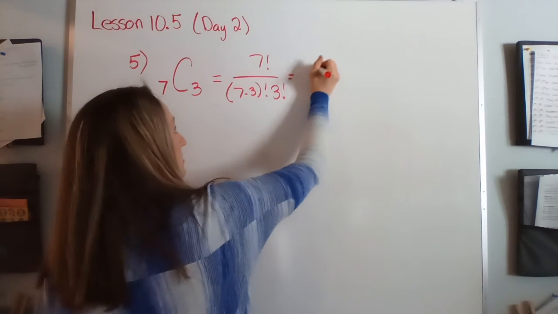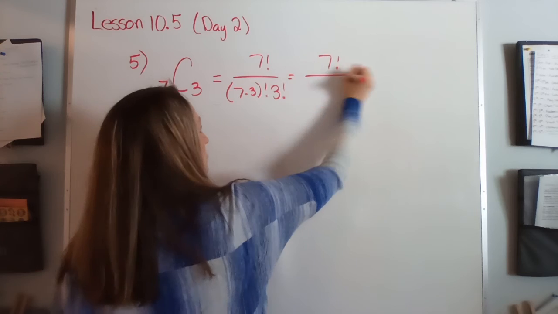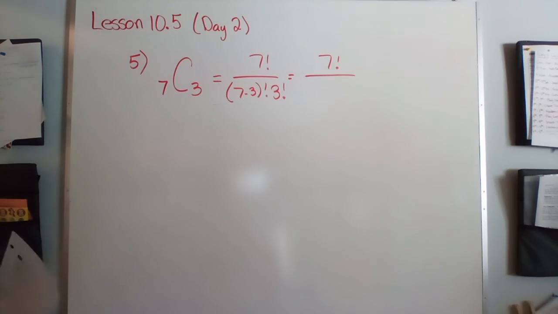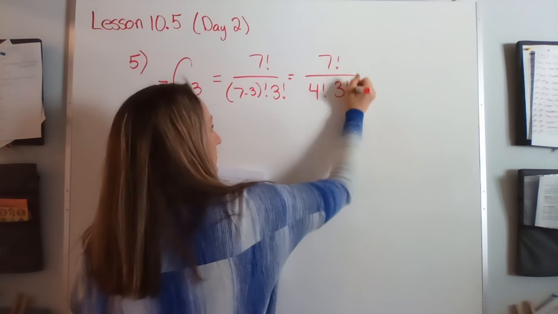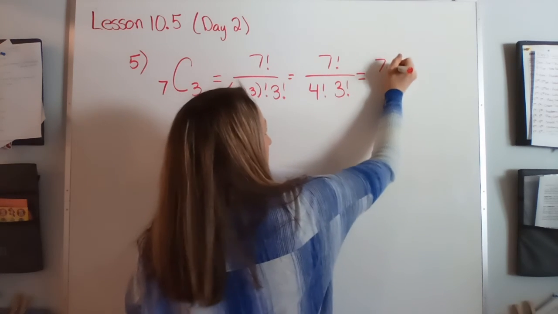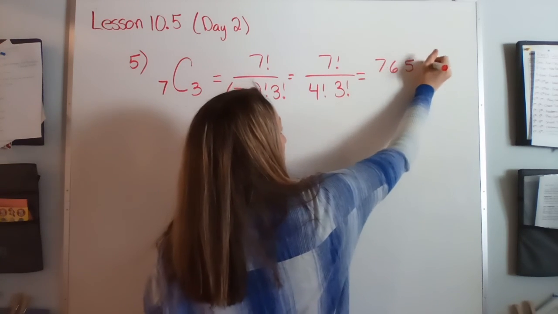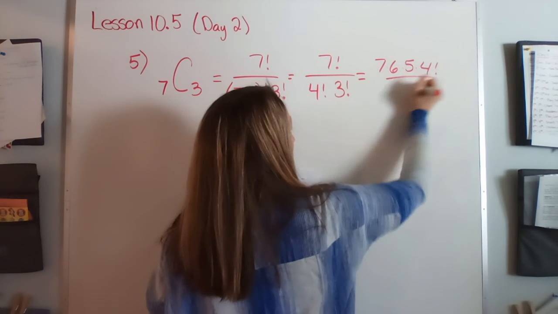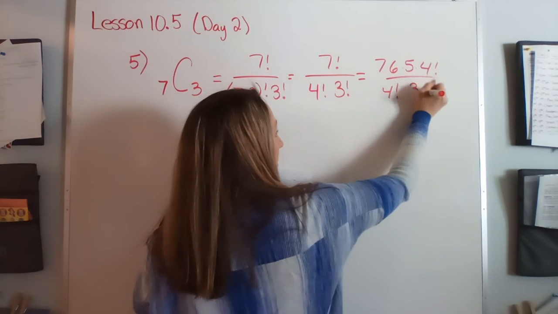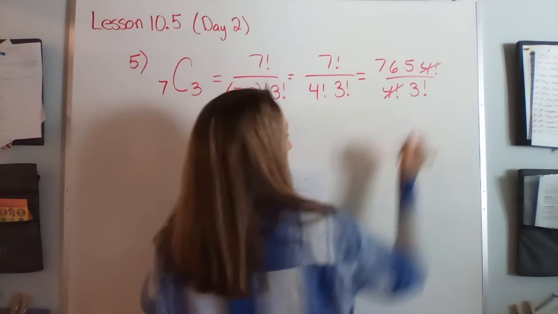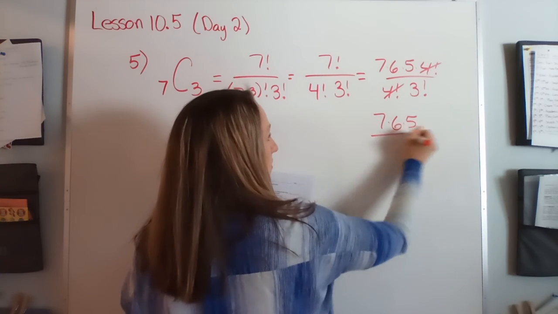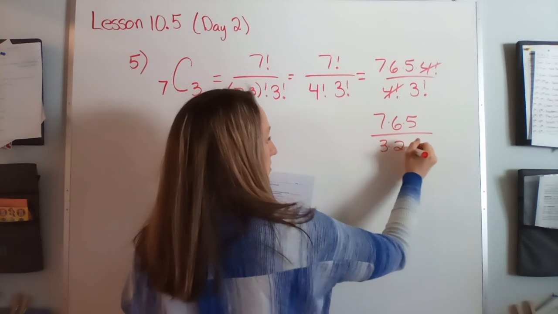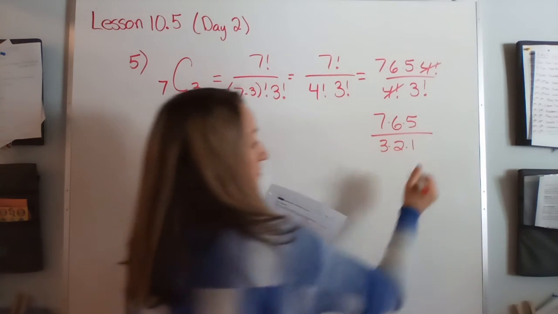If you want to simplify, 7 factorial over, simplify inside the parentheses first to get 4 factorial times 3 factorial. That's 7 times 6 times 5 times 4. I'm going to stop at 4 factorial so that it can cancel with the 4 factorial on the bottom. So I have 7 times 6 times 5 over 3 times 2 times 1, which is going to give you 35.